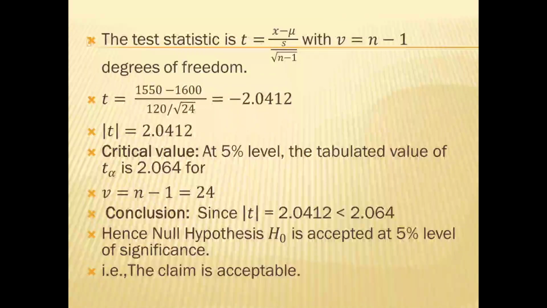Now the formula: t is equal to x bar minus mu divided by s by square root of n minus 1, with the degrees of freedom n minus 1. Now substitute the values of x bar, mu, s and n. We get the value for t is equal to minus 2.0412. Now taking modulus, modulus of t is equal to 2.0412. Now the next step, write the critical value at 5% level, which is 2.064 with the degrees of freedom 24.